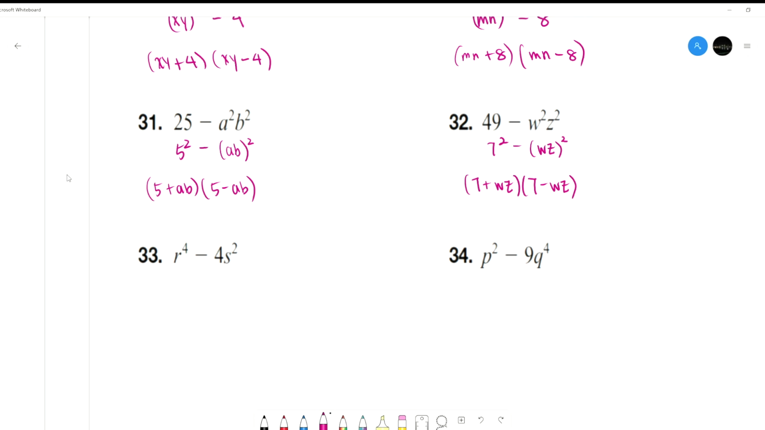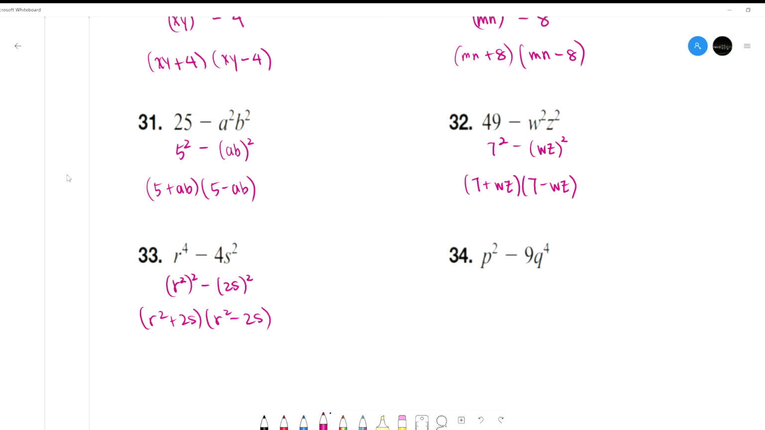Alright, so number 33, let's do together. r to the 4th, we went over a problem earlier, just kind of like this, right? So we can divide the exponent by 2. That's r squared, right? And then that's squared. Minus 4s squared, we know that's just (2s) in parentheses squared. So we have r squared plus 2s times r squared minus 2s. And we are finished. That's it.